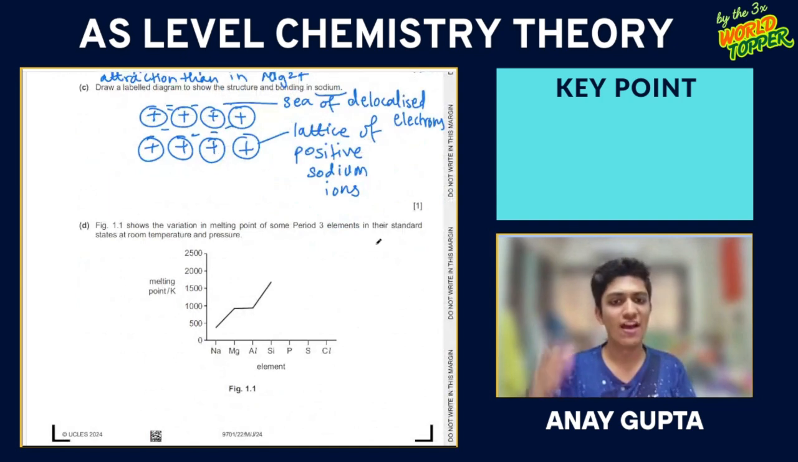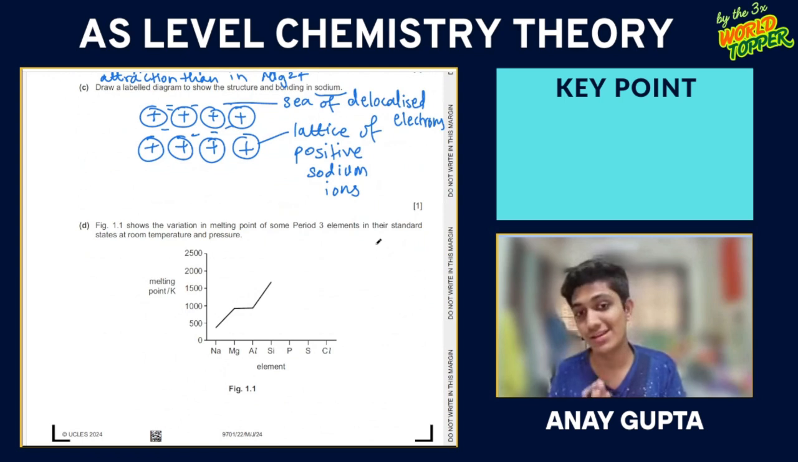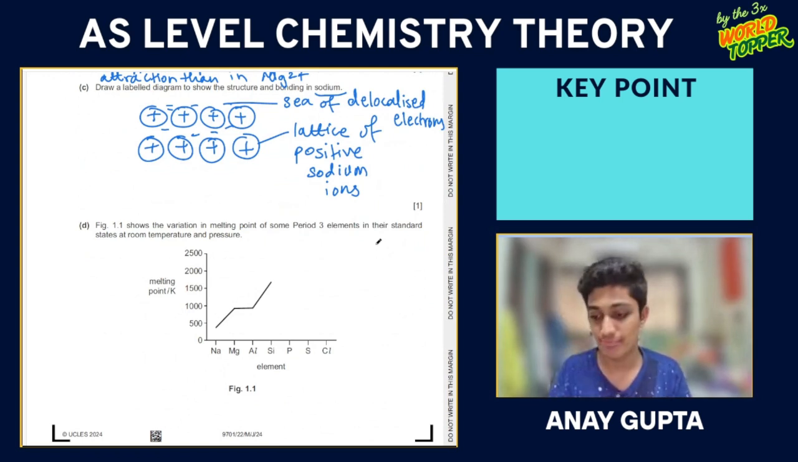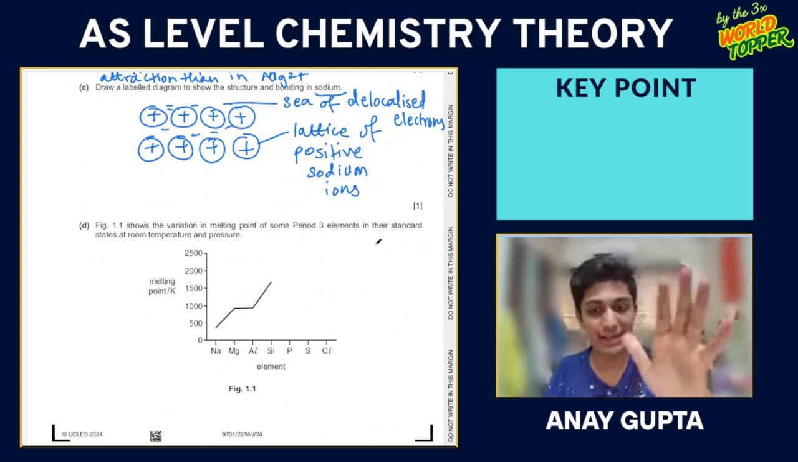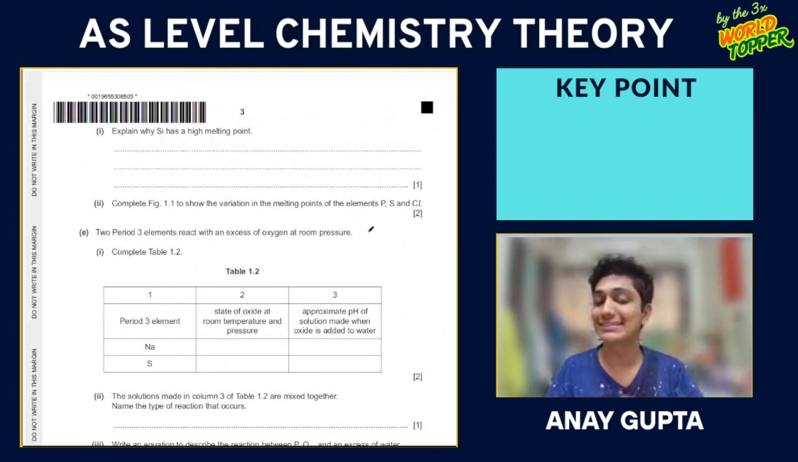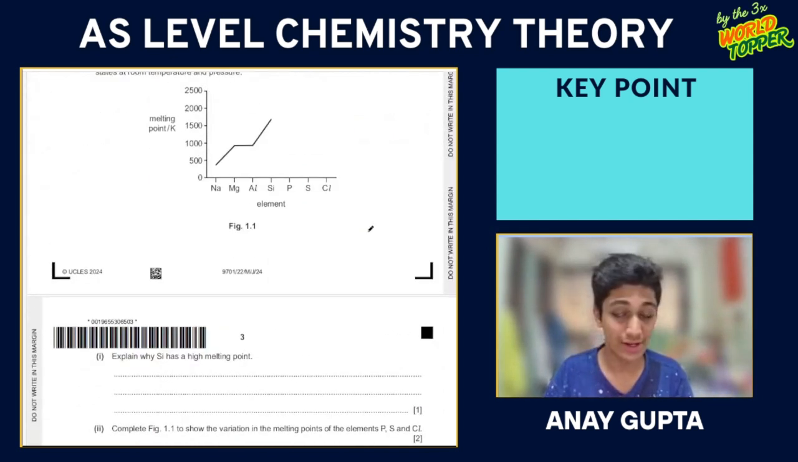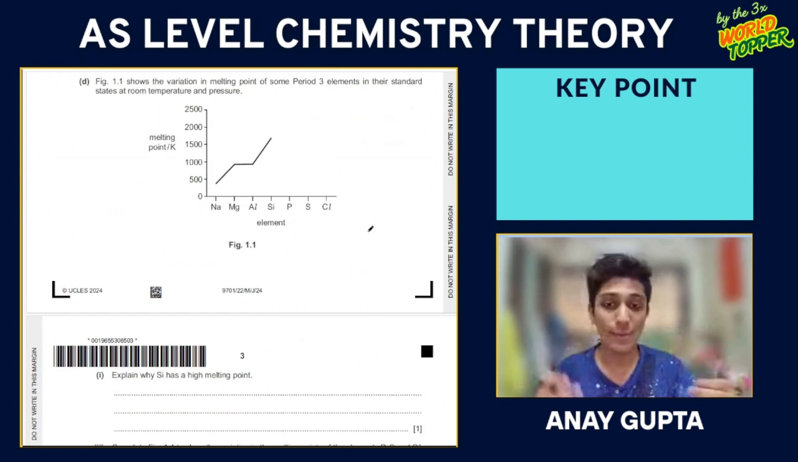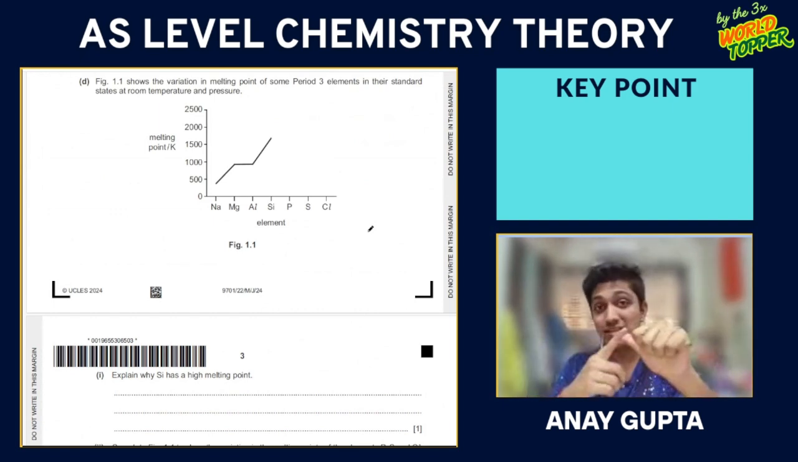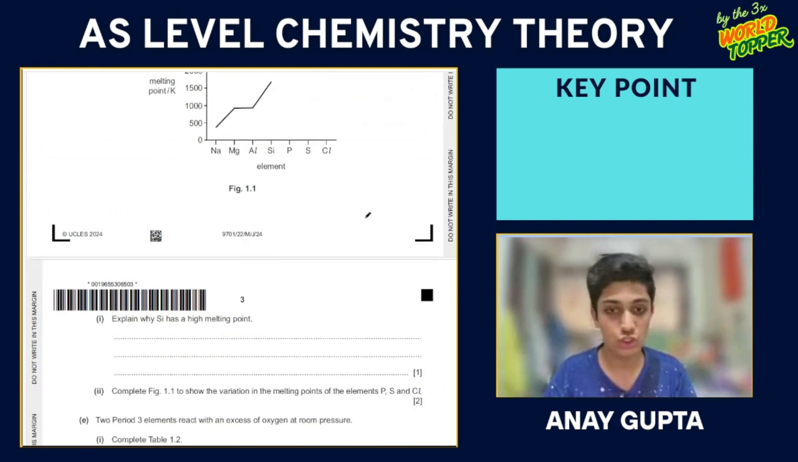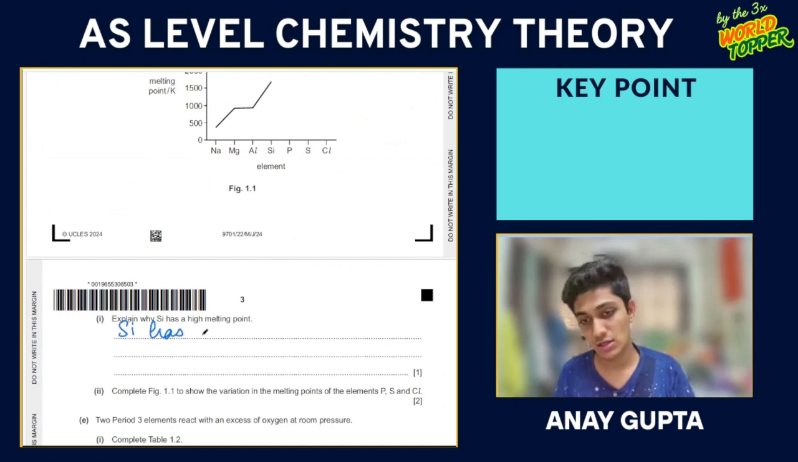Next question. Figure 1.1 shows the variation in melting point of some period 3 elements in their standard states at room temperature and pressure. Okay, so we're talking about melting points here. Explain why silicon has such a high melting point. Now, this is talking about atomic structure. So we know that silicon has a giant covalent structure, right? So I can say silicon has a giant covalent structure.